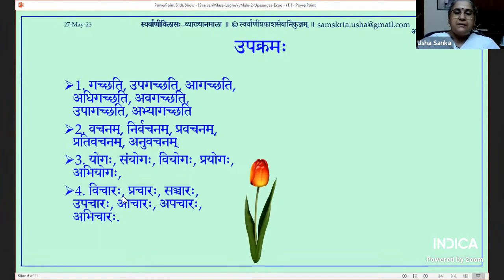Then there is one more set of words. Okay, I will request Kamini Bhagini to read them. Kamini Bhagini, can you please read them? Please read. आप इसको पढ़िए.